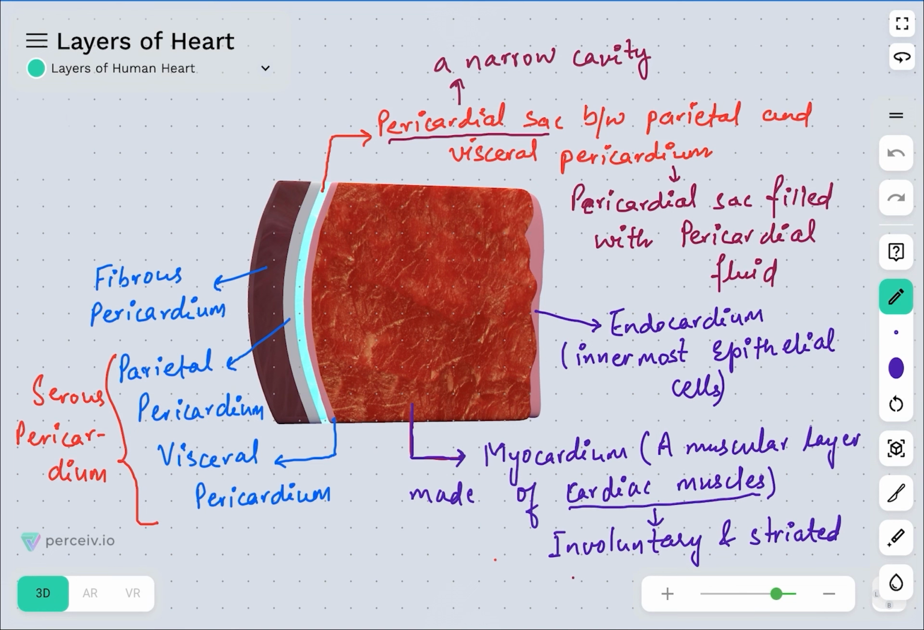All right. So we have seen the different wall layers of the heart, and we have also discussed that there are three wall layers: pericardium, myocardium, and then endocardium. Pericardium is further divided into fibrous pericardium and then serous pericardium, and then serous is further differentiated into parietal and visceral. And we have also seen that this visceral pericardium has been given the name epicardium. All right. So this was all about the walls of the heart. Thank you.